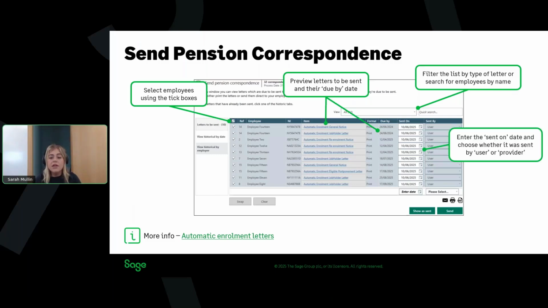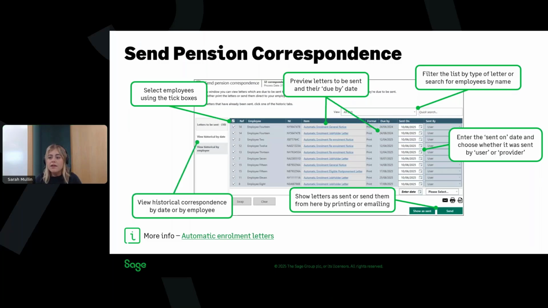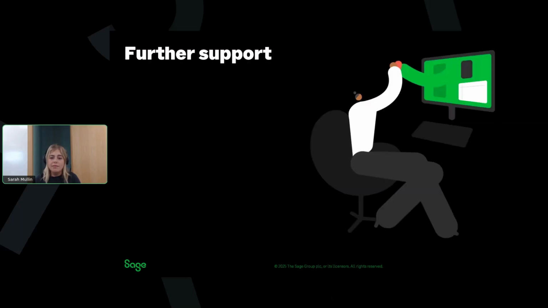You've got a sent on date, so you can choose whether they were sent historically or if they're going to be sent today by yourself, and whether it was sent by you or the provider. We've looked at marking our letters as sent. So if you've maybe just forgotten to mark them off at the time, you can do that and it'll clear them off the system. And how to view historical correspondence as well. So you're always going to have that paper trail in the background. But with that said, that has brought us to the end of today's webinar. We've looked at running the pension assessment, handling changes, and sending pension correspondence as well.